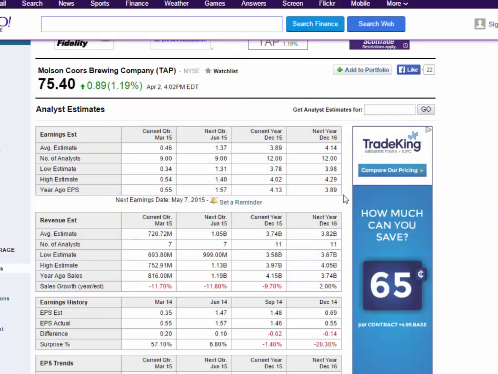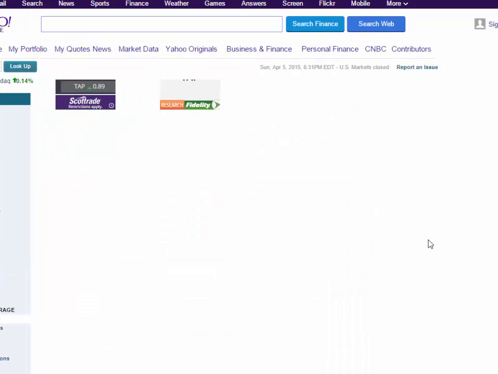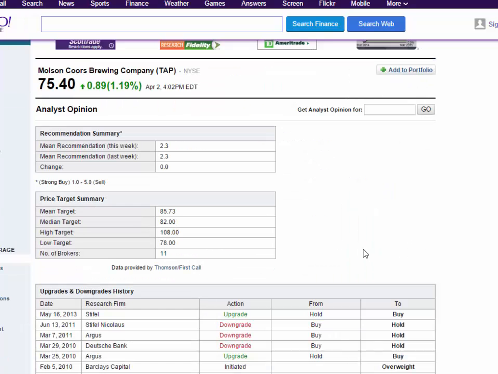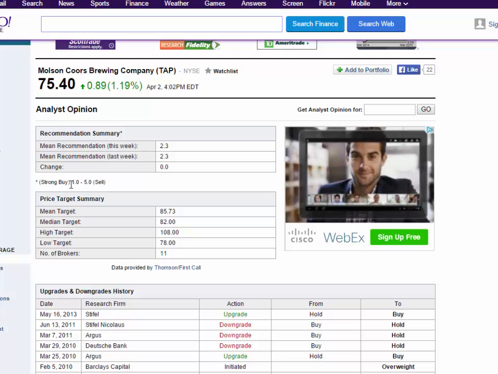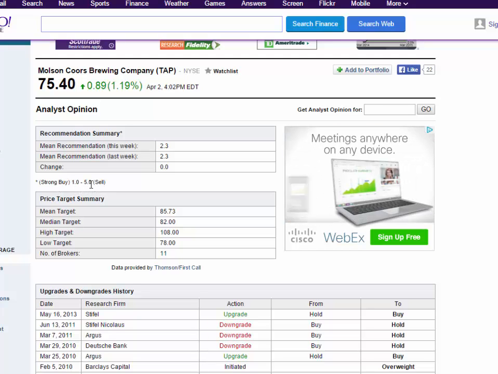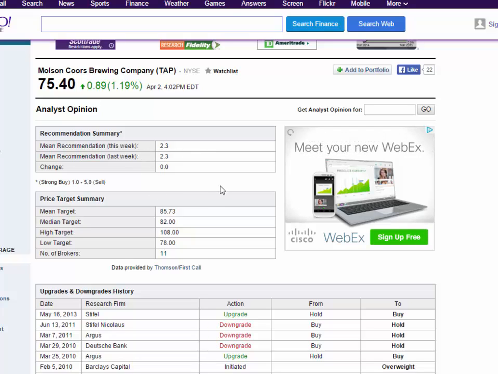What do the actual analysts say? If you go to Analyst Opinions, let's see if they agree with this. I don't know if they will or not. But if you see here, it says the mean recommendation this week is 2.3. So 1.0 is strong buy, 5.0 is sell. This is right in the middle. So they're saying basically, look, you don't want to buy, you don't want to sell. It makes a little bit of sense maybe just to hold right where we're at.